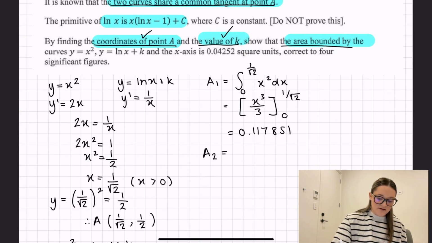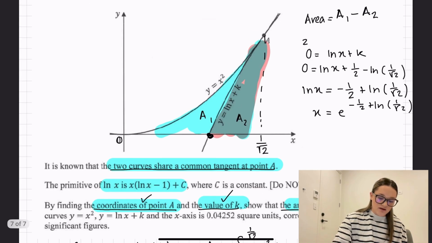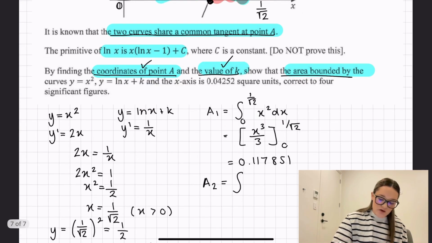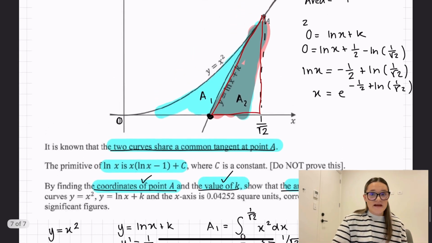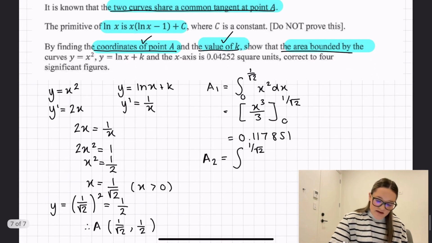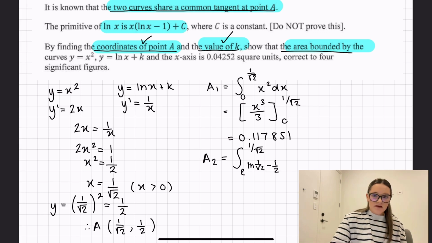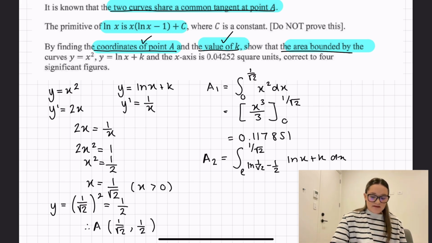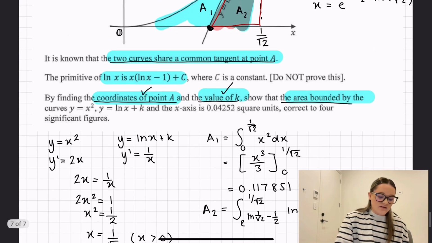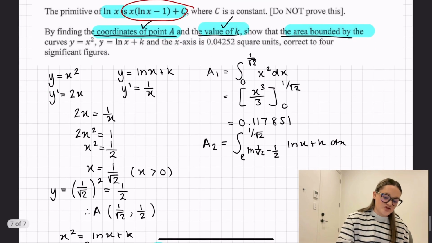A2 is a little bit more complicated, so I'm looking at this area prescribed in here now. So my domain is instead going to be between, still my upper bound is going to be 1 on root 2, but my lower bound is just going to be that x-intercept that I just found. So it's going to be e to the power of ln 1 on root 2 minus a half. And then I'm integrating ln x plus k dx. Now, usually within the Maths Advanced course, we don't need to actually integrate ln x, which is why they've given us this condition here. So they've told us already what the integral of ln x is going to be, and we just have to substitute that in.